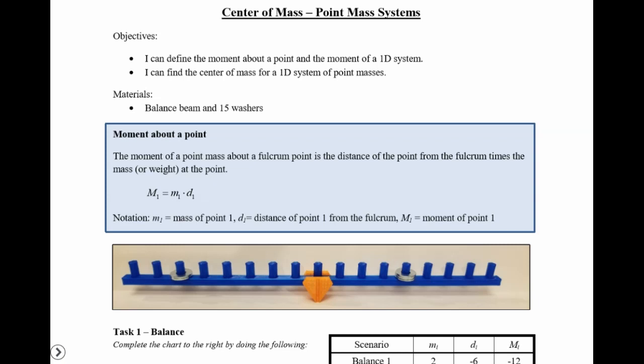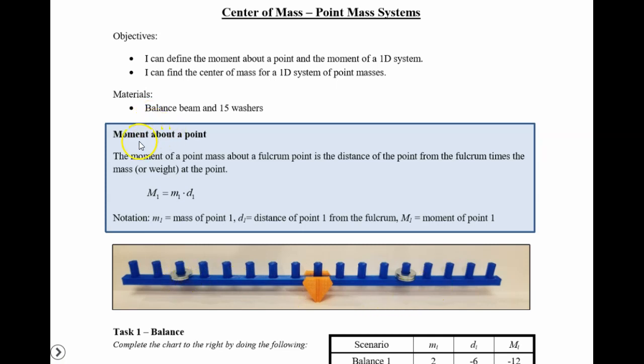Hey everyone, welcome to my video on the center of mass, looking at 1D point mass systems. So the first thing you should have out is the balance beam with 15 washers. If you don't have that out, go ahead and take that out, pause the video.